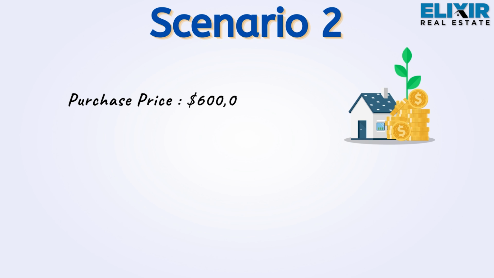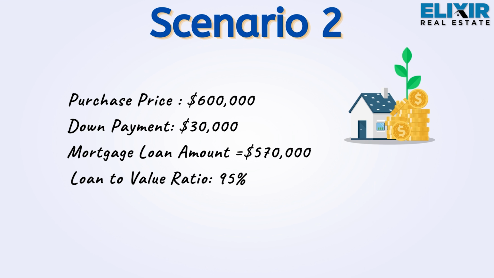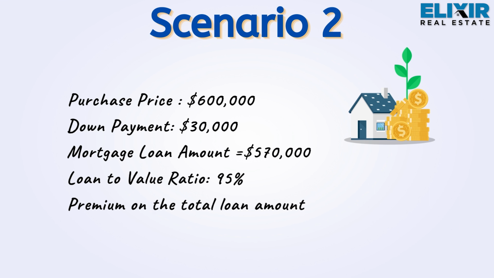Scenario 2, same purchase price with a down payment, this time 5%, 30K. Mortgage loan amount is 570K. Loan to value ratio 95%. Premium would be 3.6% of 570K, which is 20,520. It is seen that insured mortgages generally tend to have better rates for consumers than uninsured mortgages.